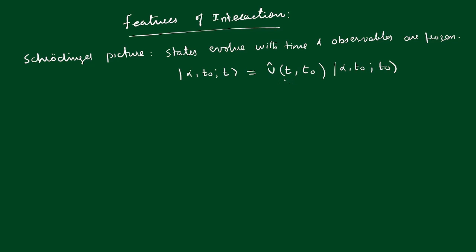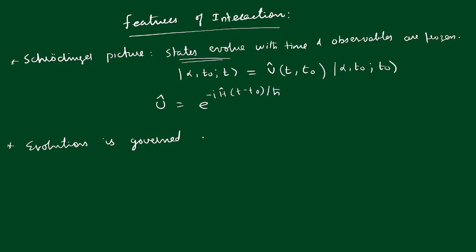And we found that this unitary operator had some form. In general, if the Hamiltonian is simple, it has the form e raised to minus iH(t minus t0) divided by h cross. This is the Schrodinger picture. In the Heisenberg picture also we can do the same thing. In other words, the states evolve and the evolution is governed by the full Hamiltonian, okay, the full Hamiltonian.